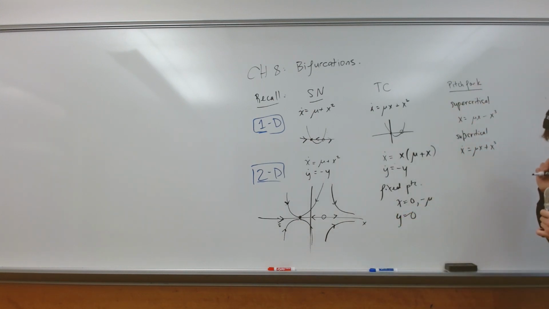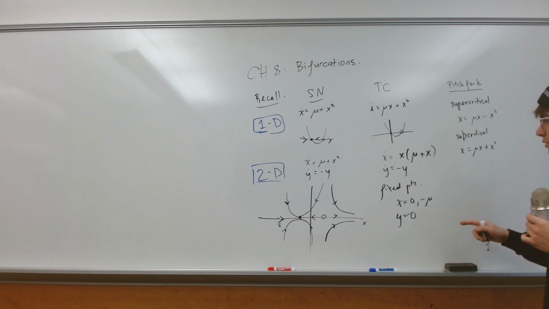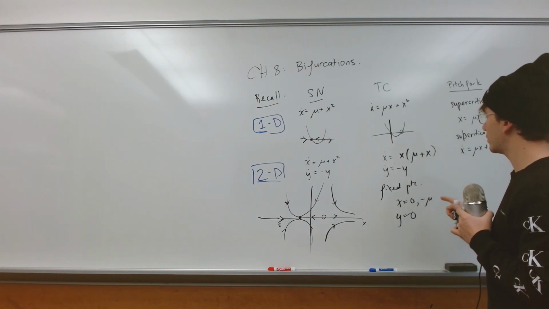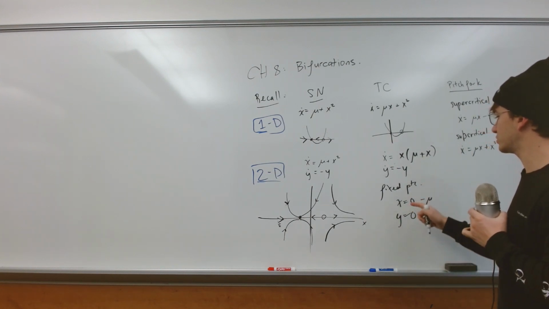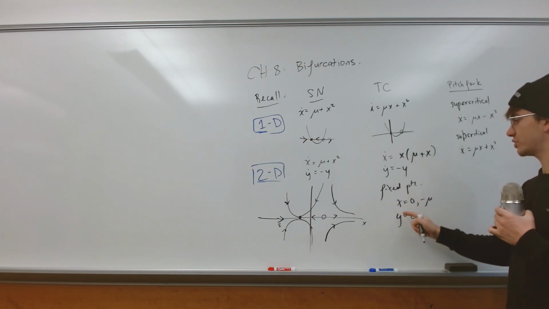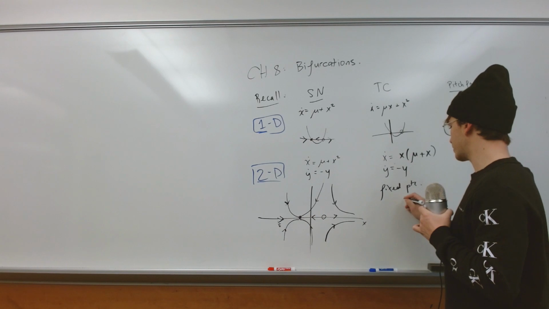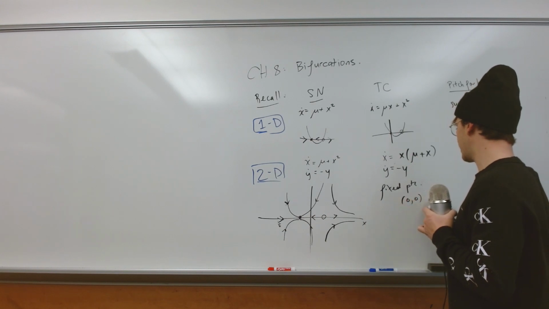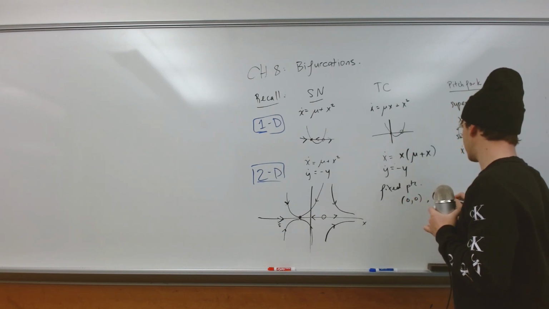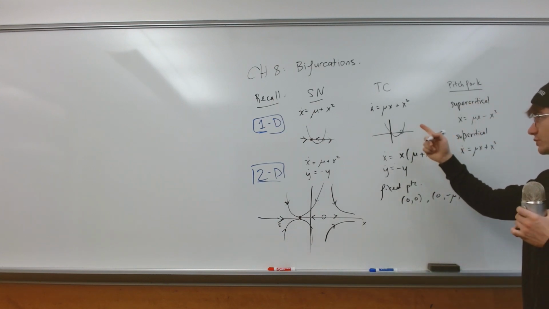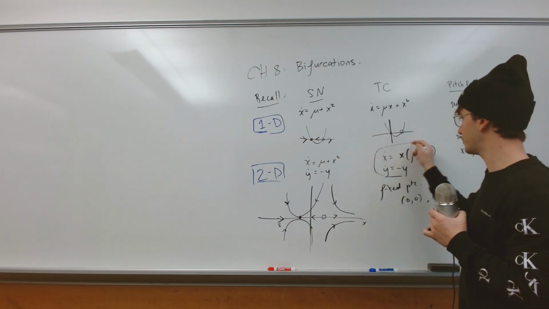Okay, and so now I'm simply going to evaluate the Jacobian at these two fixed points. I'm going to evaluate the Jacobian at 0, 0 and at 0, minus mu. All right, so let's find the Jacobian of the system.